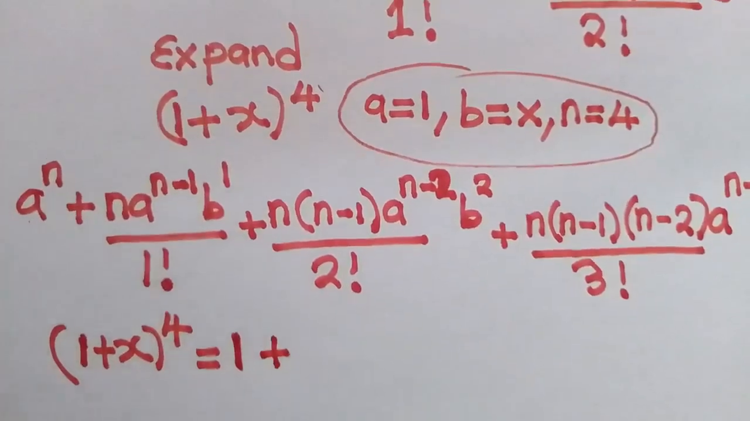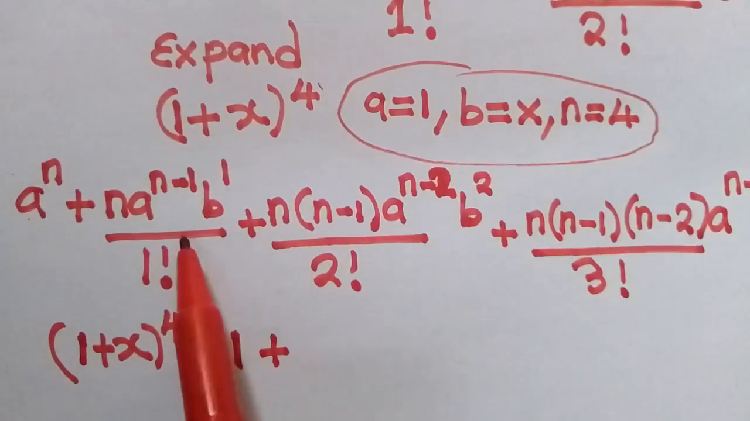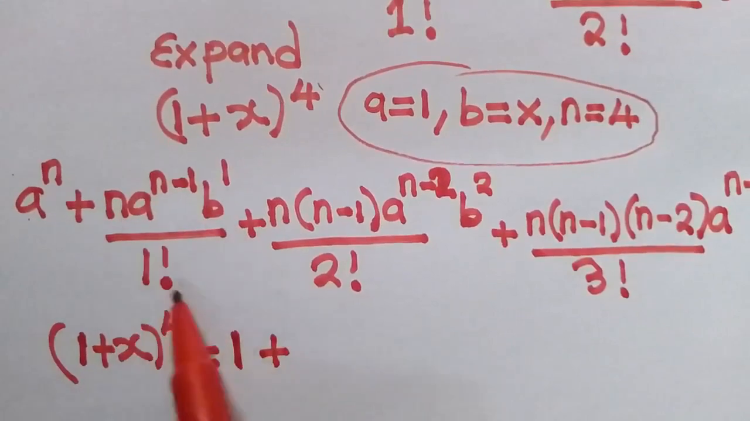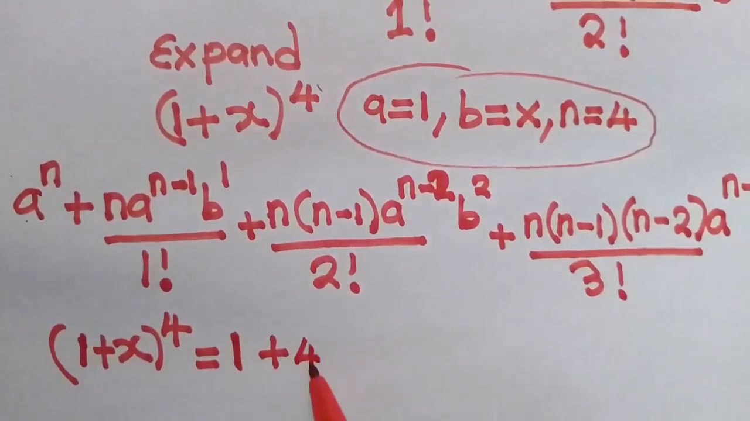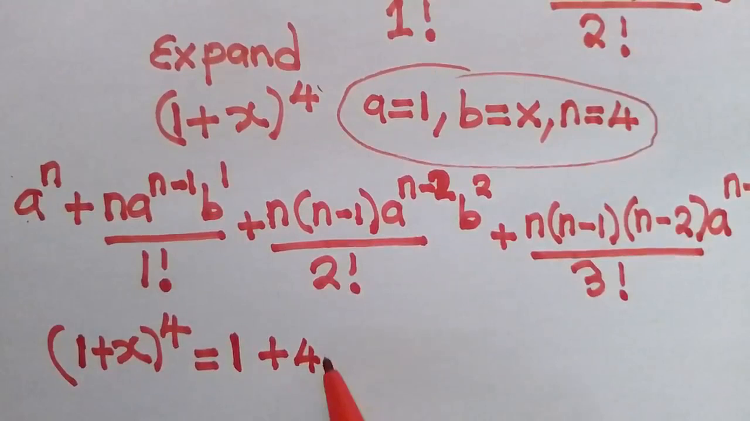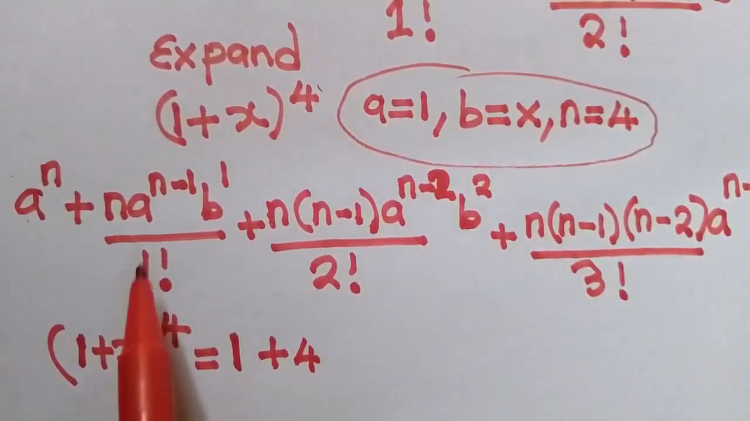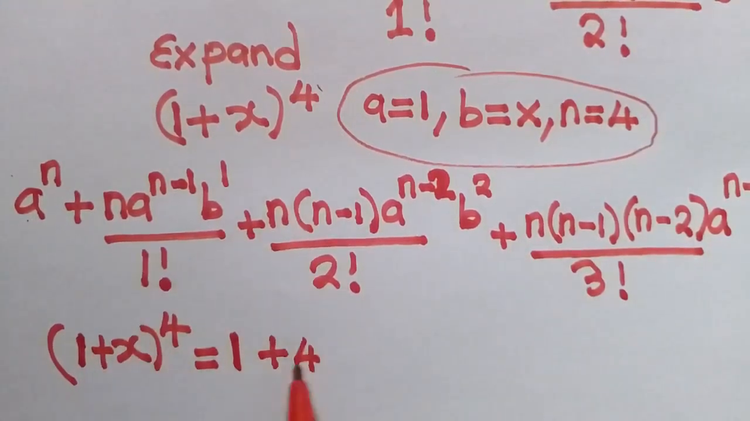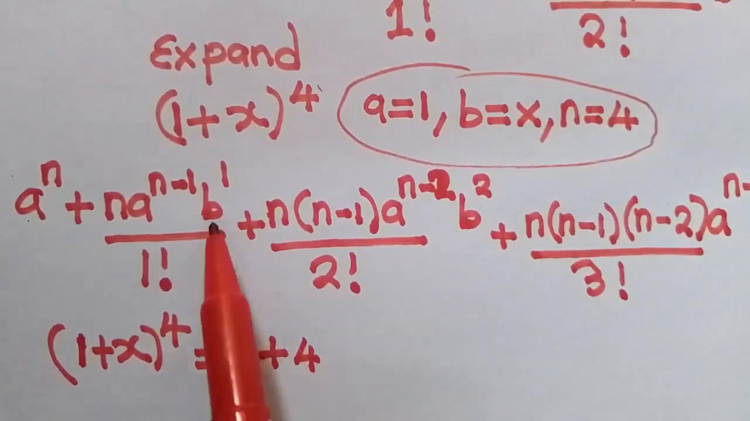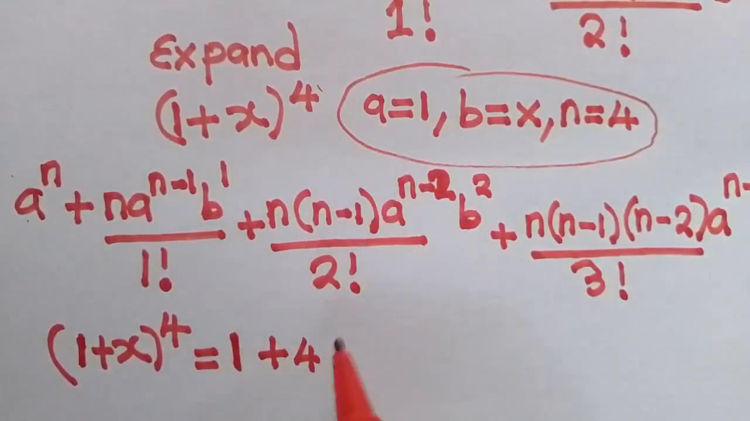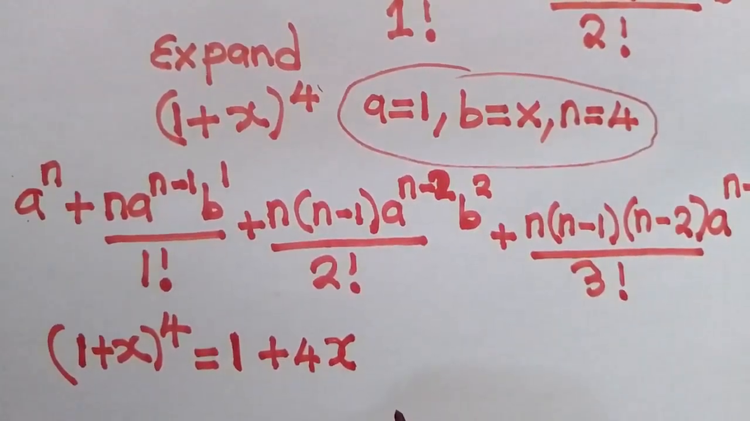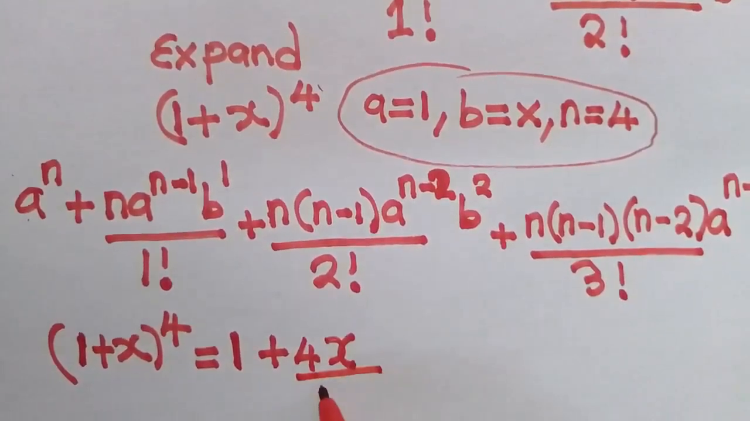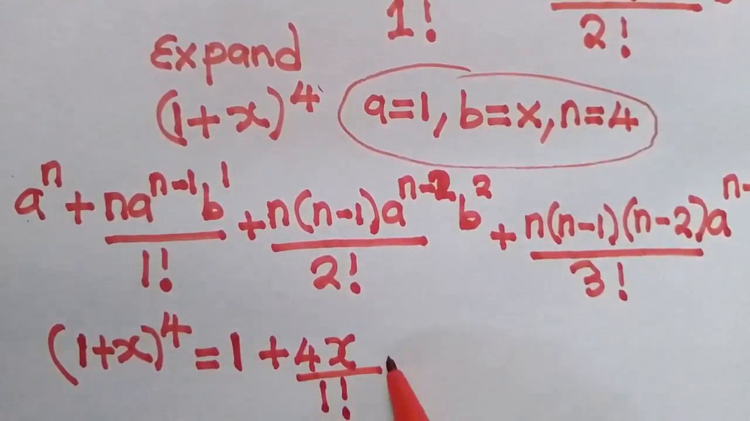I say plus. Then I move here. N is 4, so I put my 4 there. What is my a? My a is 1, so 4 times 1 is 4. What is my b? My b is x. So it is just 4 times x, which is 4x. Then here I'm having 1 factorial.